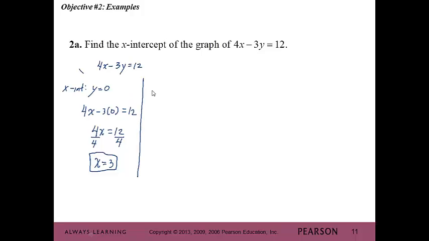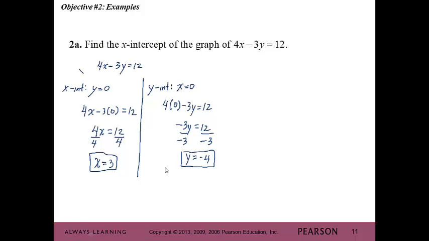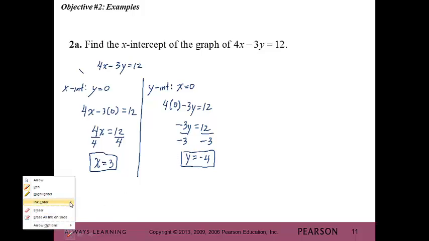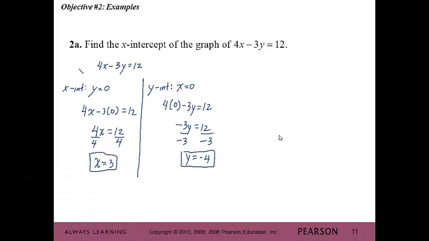And now we need to find the y-intercept. So this time we set x equal to 0 and solve for y. And we get the y-intercept to be negative 4. And then we're going to graph these.